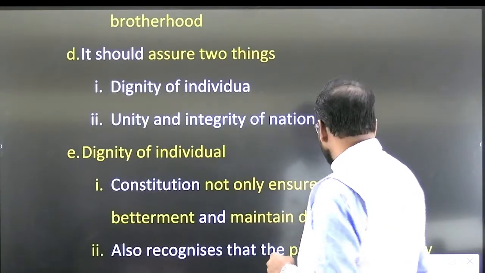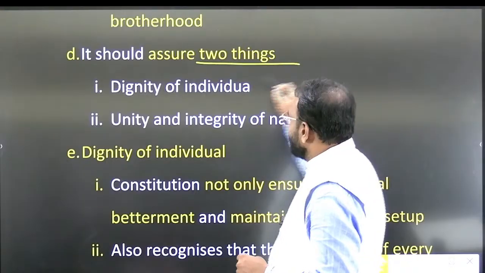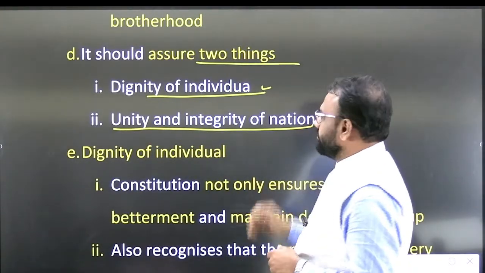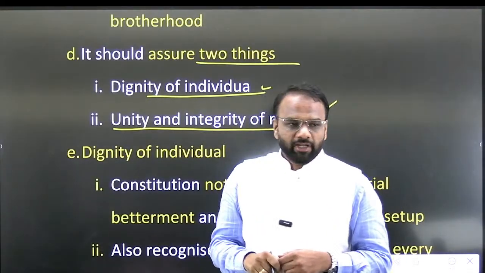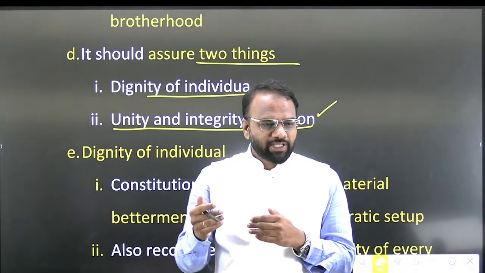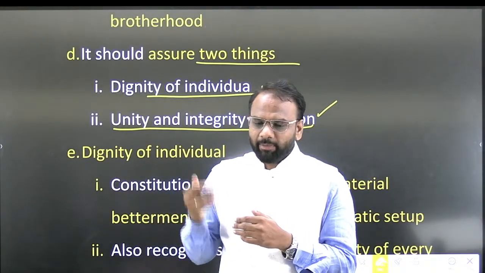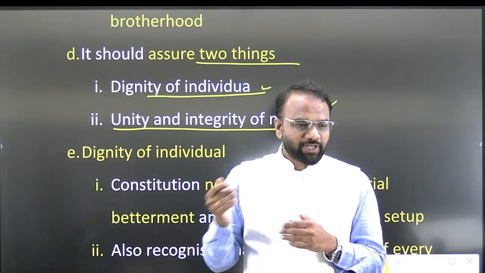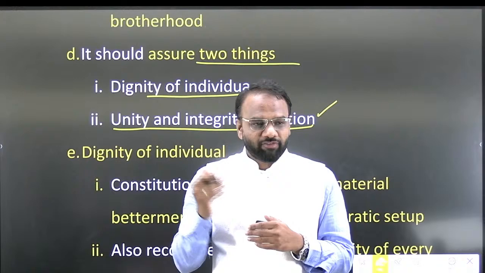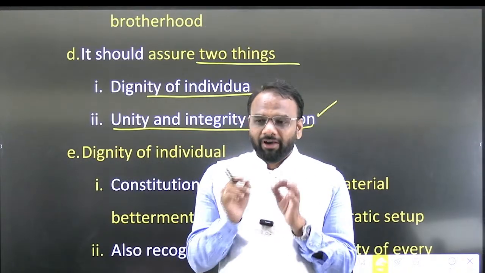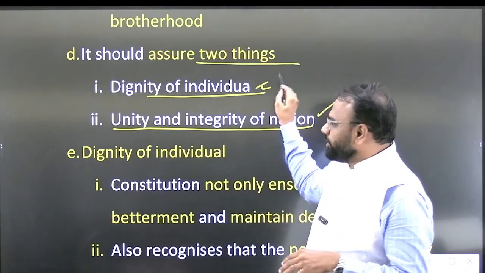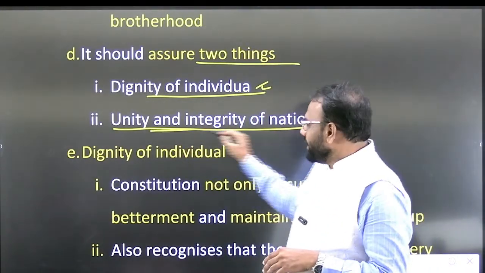It should assure two things: dignity of individuals and unity and integrity of the nation. So we have seen, we the people of India, having solemnly resolved to constitute India into a sovereign, socialist, secular, democratic republic, and to secure to all its citizens justice, social, economic, and political, liberty of thought, expression, belief, faith, and worship, equality of status and of opportunity, and to promote among them all fraternity. What kind of fraternity? Assuring the dignity of the individual, unity and integrity of the nation.